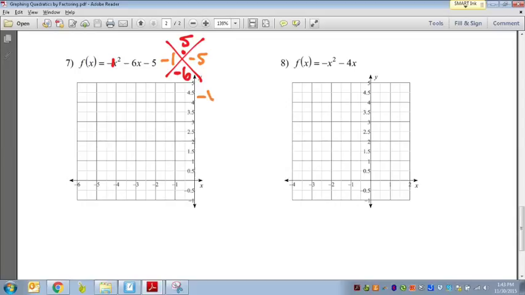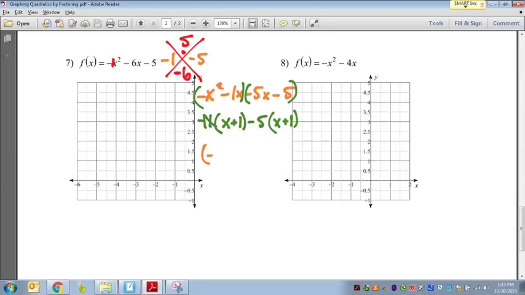So I have negative x squared minus 1x minus 5x minus 5. Okay, let's group them together. We can factor out a negative 1x from the first, giving me x plus 1. Factor out a negative 5 from the second, and I have x plus 1. So in my first parenthesis, I have negative 1x minus 5. In the second parenthesis, I have x plus 1.